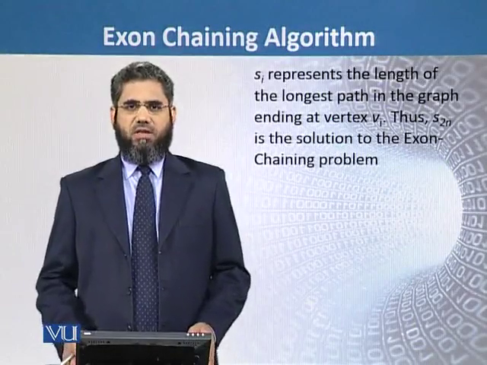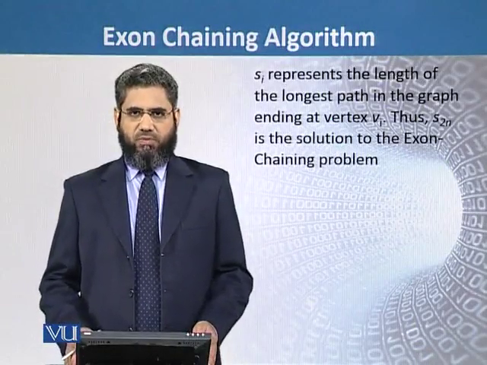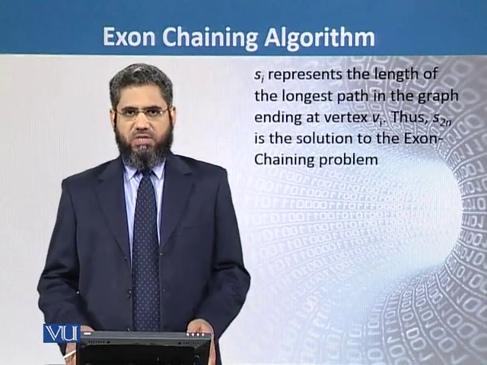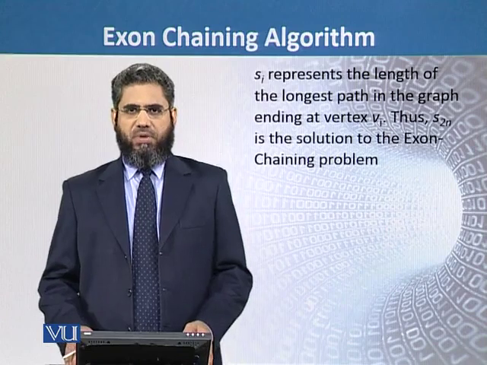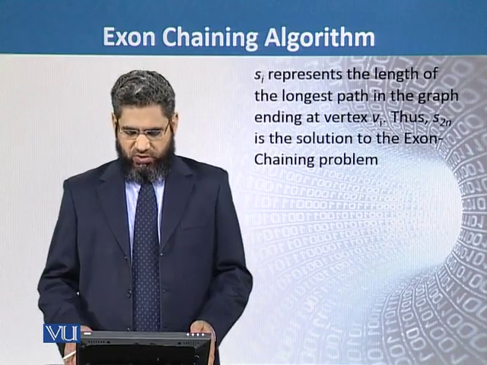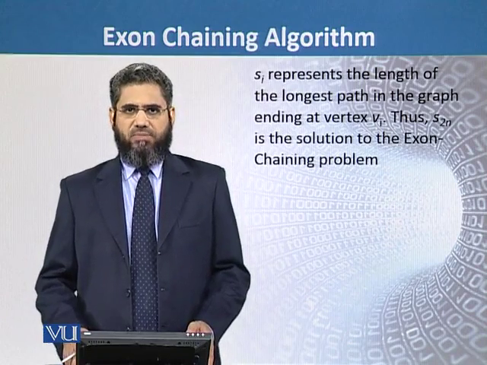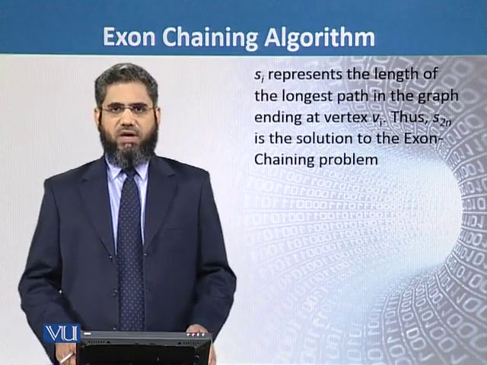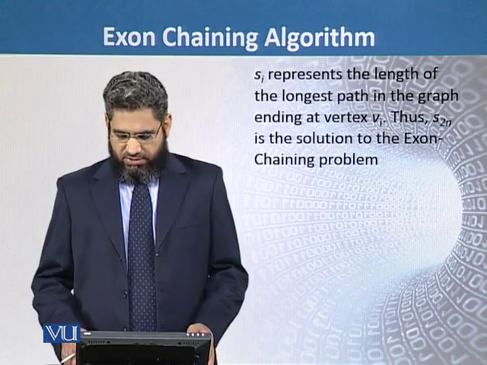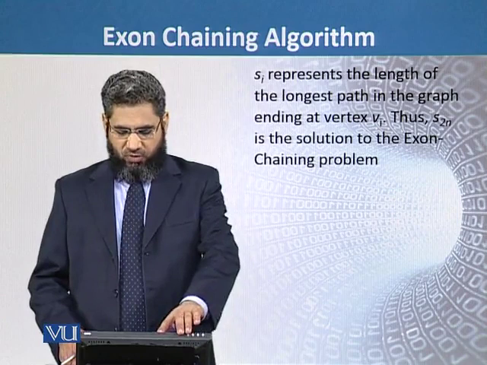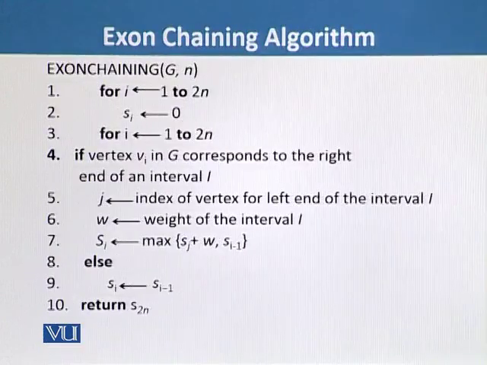Previously, we have seen the identification of exons, how we can identify the exon within the genome. Now we will see the exon chaining algorithm. In this algorithm, Si represents the length of the longest path in the graph that ends at the vertex Vi. So S2n is the solution of the exon chaining problem. Here we can see the exon chaining algorithm.